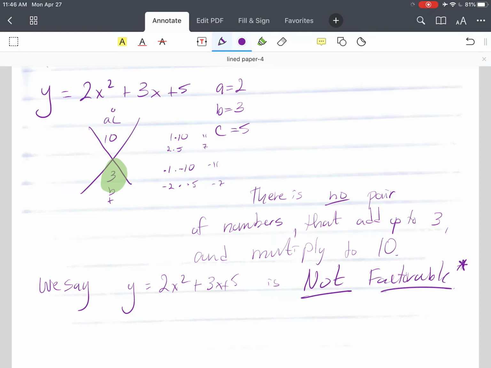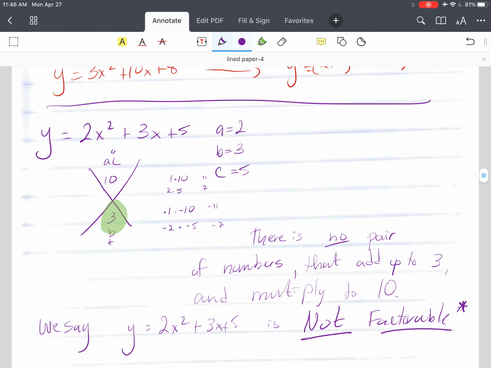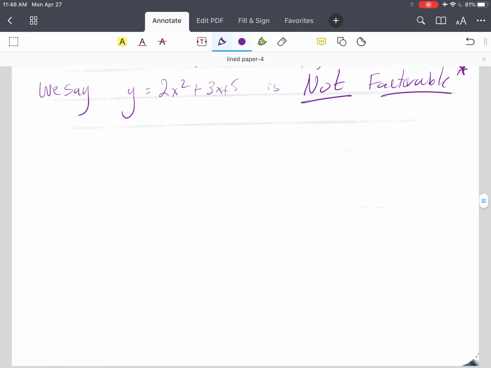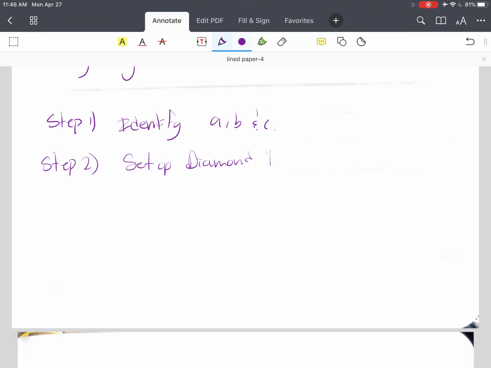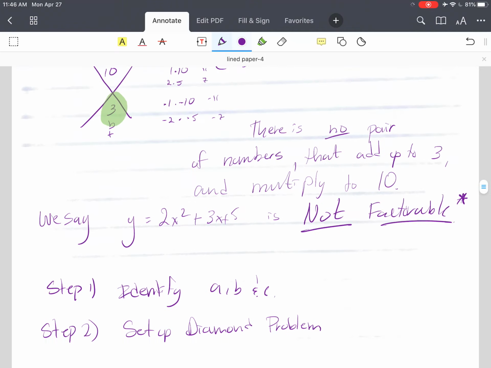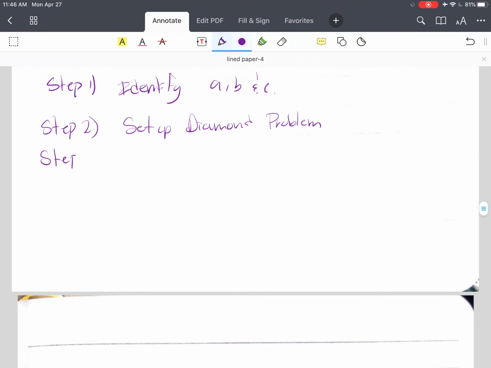Okay? So you're going to be practicing factoring. And this is where a lot of people have issues. It's not the factoring portion, it's just they feel like there's too many steps. But I don't think there are that many steps. I mean, I'll write down the steps. Step 1. Identify A, B, and C. Step 2. Set up the diamond problem or puzzle, whatever you want to call it. Right? That's this one right here.